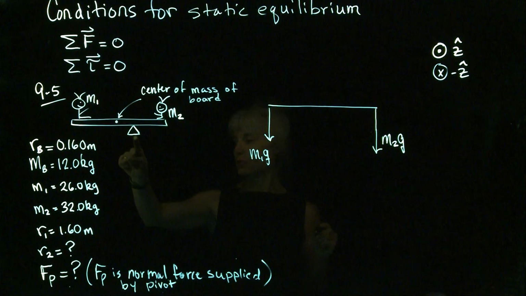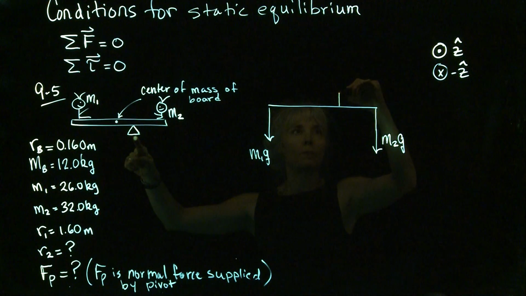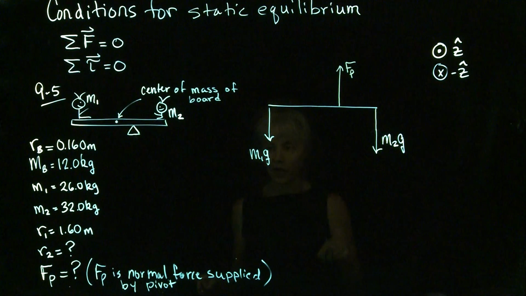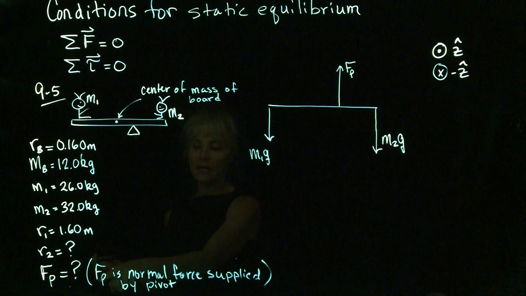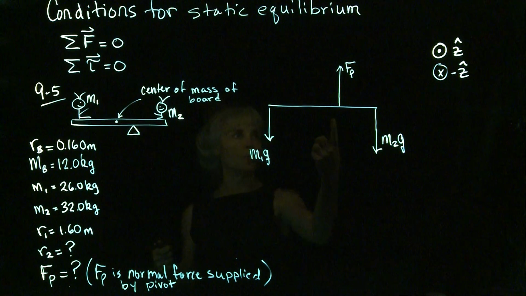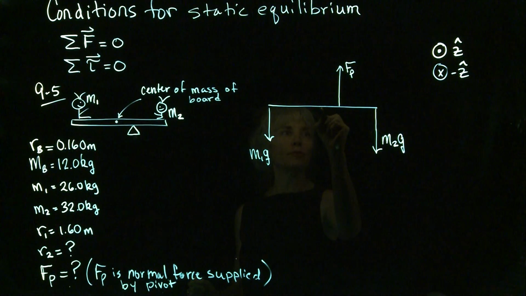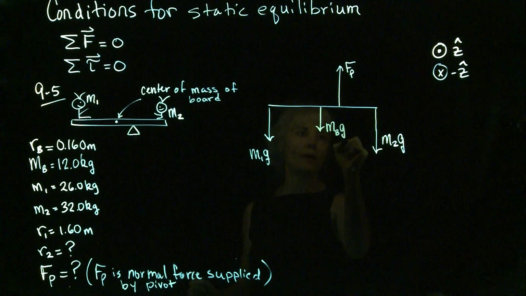We have a force being exerted by the pivot on the board upward. You'll see that in example 9.1, that force is given the symbol FP. FP is just the normal force being supplied by the pivot on the board, and of course that is upward. And then the other force I need to include is the force of gravity on the board itself, and that's right in the center of the board, so that's the mass of the board times gravity.